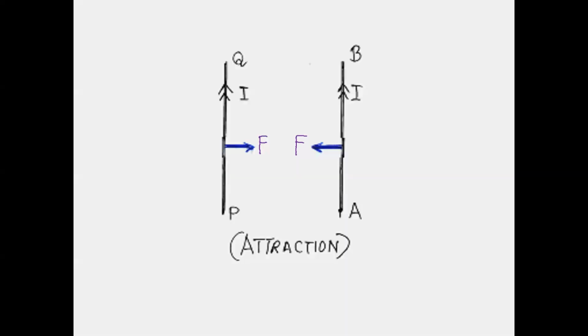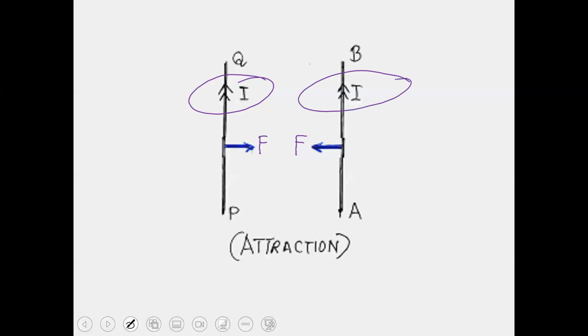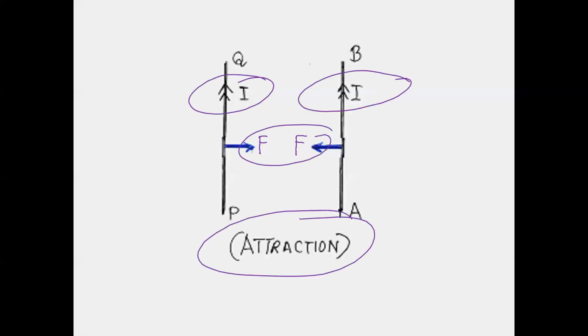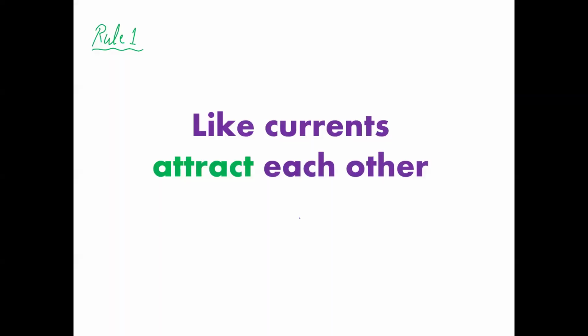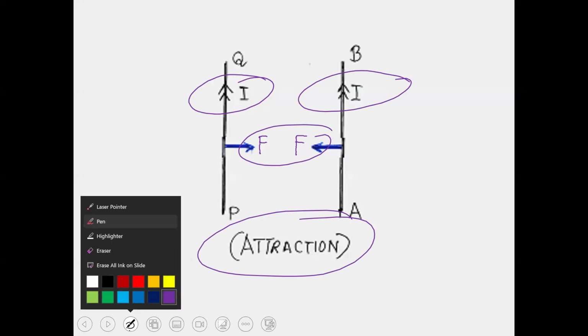Look at this, our memory, and let's see how much we can get it back quickly. The 2 wires are having currents. The 2 currents are both upward. Look at the diagram. Both currents are upward. What type of force between them? It is even possible that the 2 wires bend inwards. Now we have the idea. What's the theme? Rule number 1. Like currents attract each other. So the 2 currents are both upward or both downward.